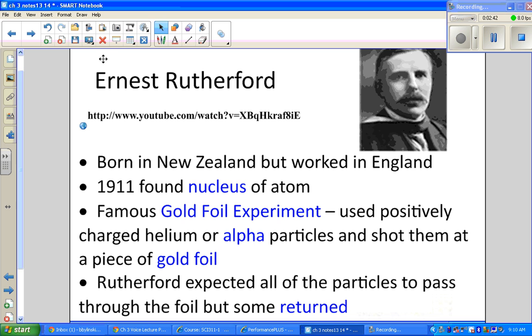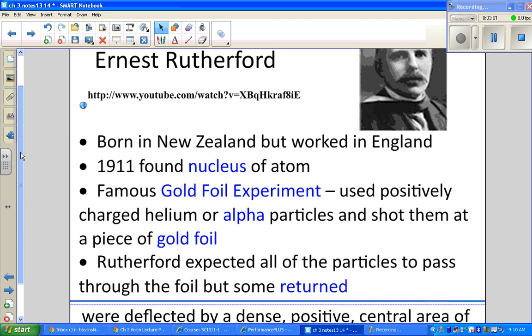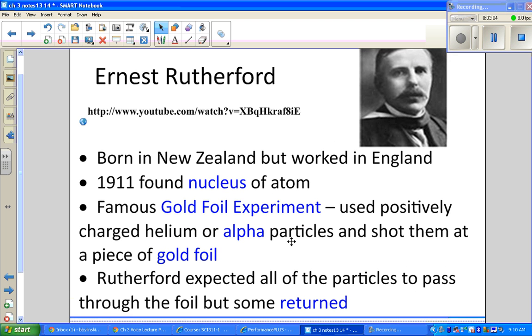Okay, now you have Ernest Rutherford. He's from New Zealand, that's where he was born, but he came to England to do his work. So a little bit later now, 1911, he found the nucleus of an atom through a pretty famous experiment called the gold foil experiment. And again, you can click on this link in my other file and watch the simulation, or copy and paste. So what he did was, he would use positively charged helium or alpha particles and shot them at a piece of gold foil, which is really, really thin. And unexpectedly, some of those particles actually returned towards him.